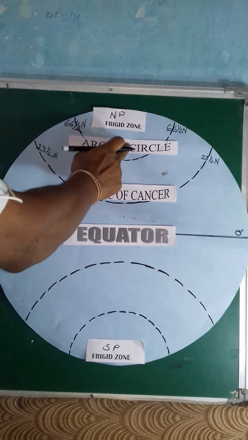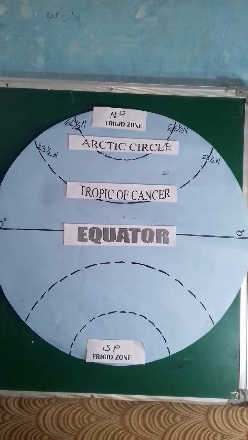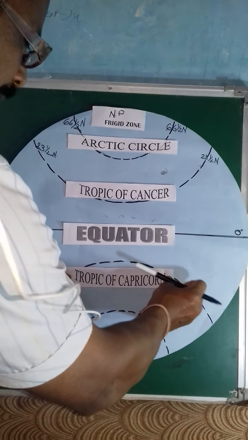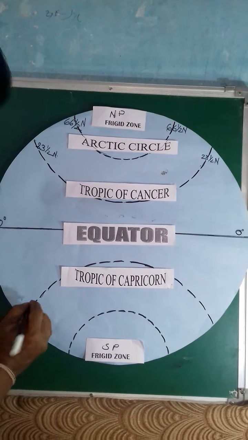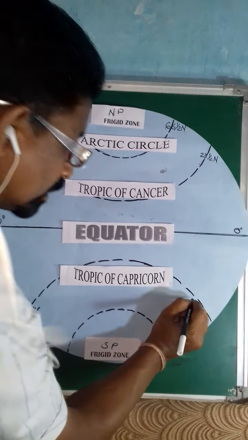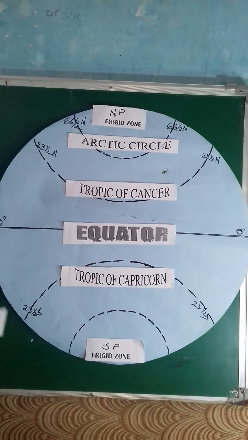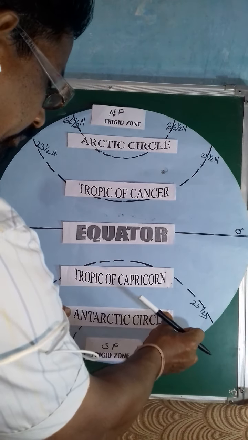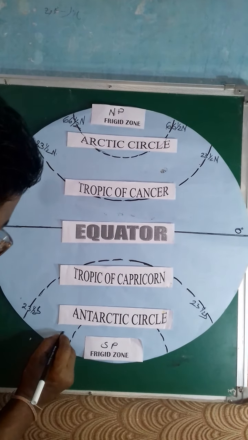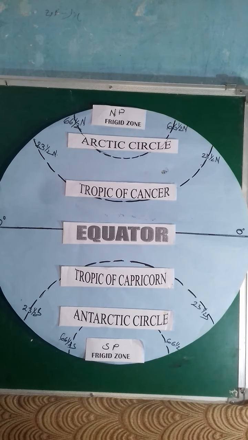So remember, in the north it is Arctic Circle. Again, in the northern hemisphere there is Tropic of Cancer. Don't get confused between the north and the south hemispheres, because as you go down you will see Tropic of Capricorn in the south. That is 23.5 degrees south. Then you will see the Antarctic Circle. The Antarctic Circle is again 66.5 degrees south.